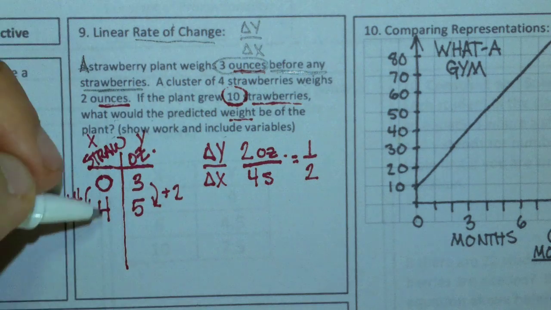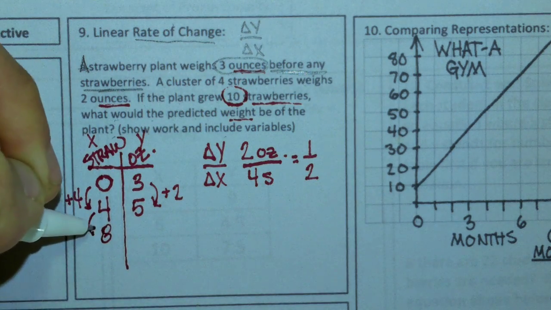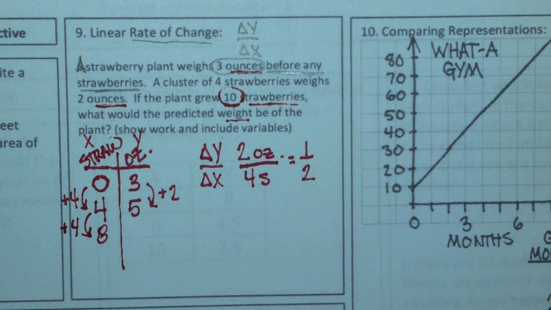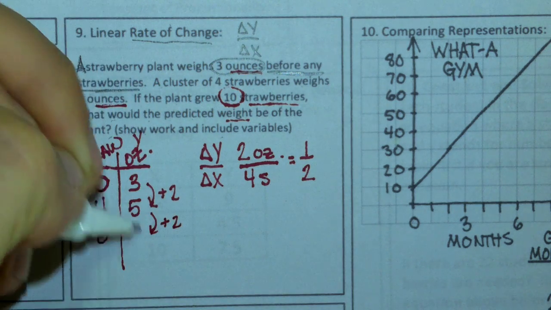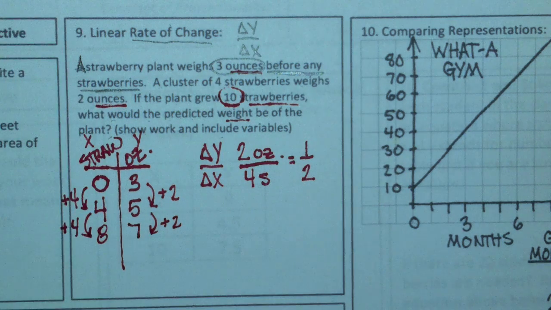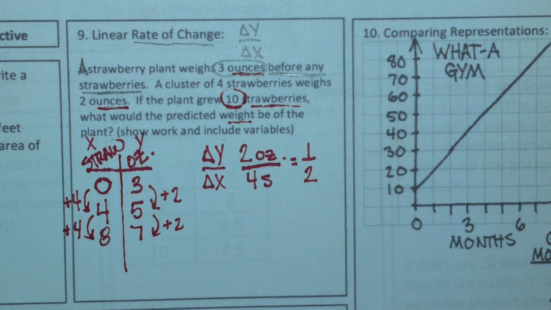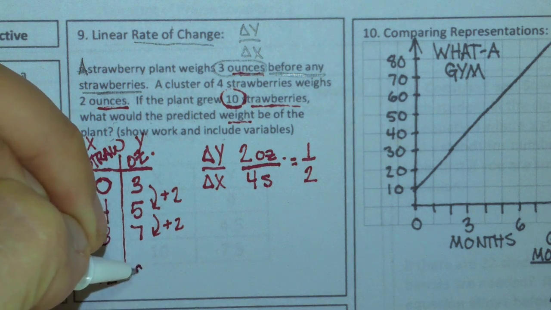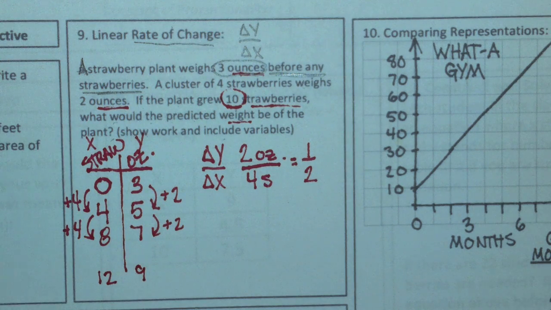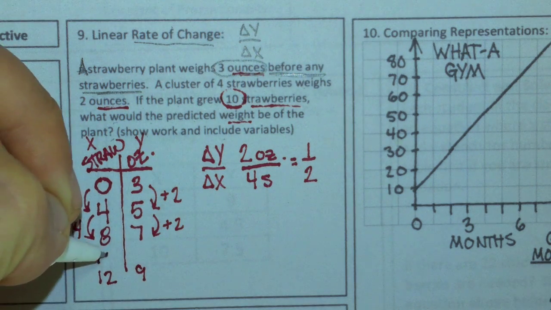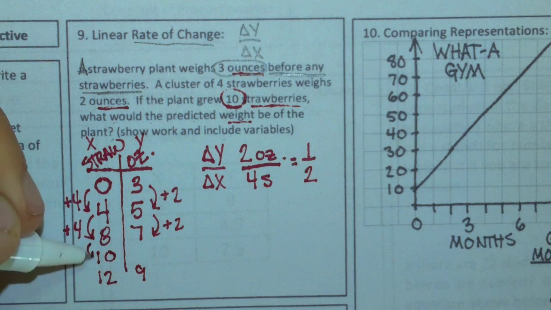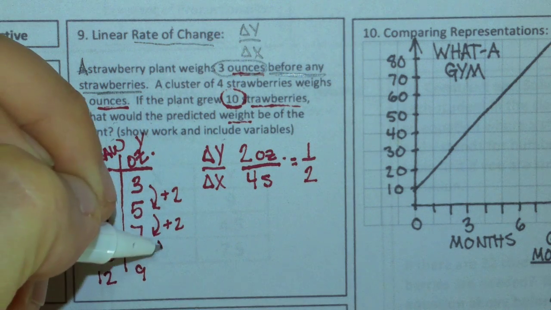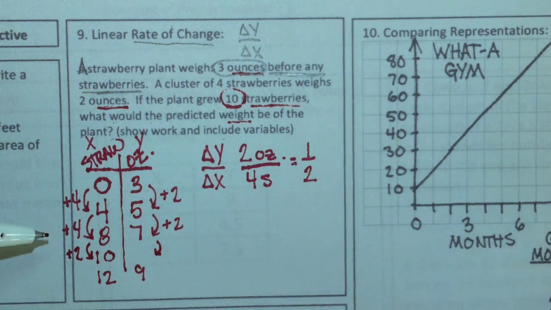Well, I just found this rate here. So if I increase this by another 4 and extend out my table, I can figure out that if I had 8 strawberries on the plant, then I'm going to increase by 2. 5 plus 2 is 7. But I'm not there. I need to get to 10, right? So if I were to continue this pattern, I might end up down here at 12. And I would end up down here at 9. And I realize that I've gone too far. So I've got to figure out, I just want to increase by 2. And then I want to figure out what that's going to be. And I've got to keep my rate the same.